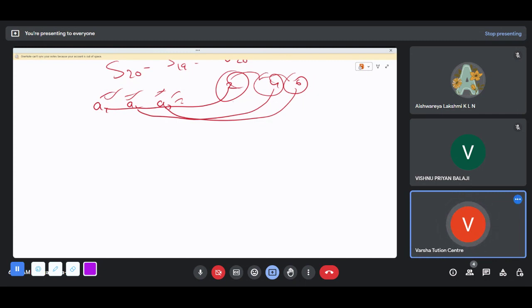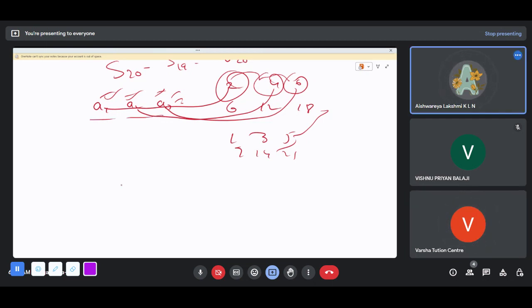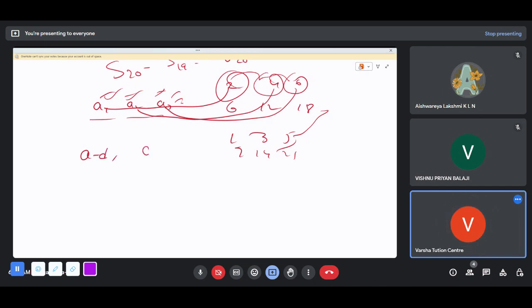She is telling well: 6, 12, 18. One pair she said. Any other? 1, 3, 5. Yes. 7, 14, 21. We can tell any such pair, right? But I want the general one. In general, if they ask for three terms of an AP, choose A minus D, A, A plus D.